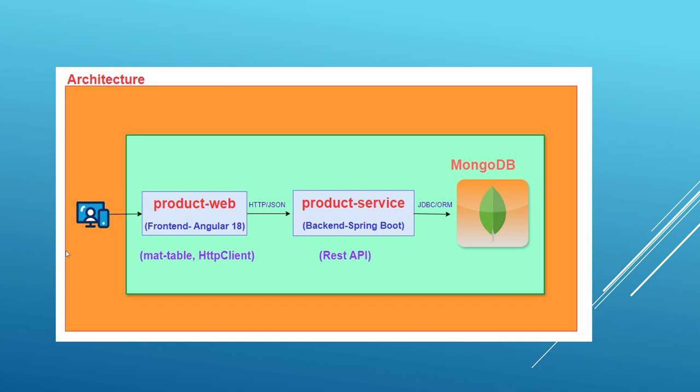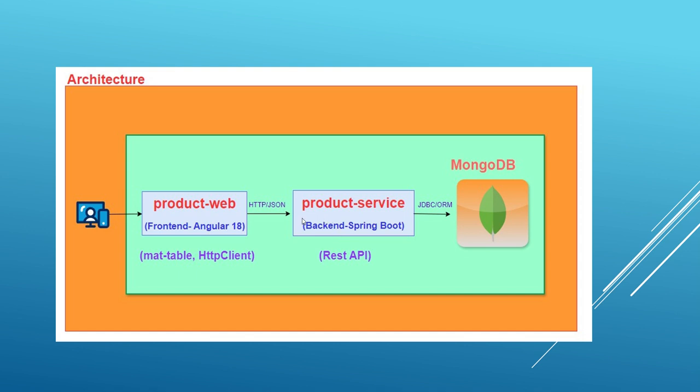So this is the architecture of our system. We are going to create our product system, in which we are going to create our product-web Angular application on the front end side using Angular 18 version, and we are going to use Angular material library, and we are going to create Angular material table and populate the columns and data in that, and we are going to use HTTP client to give a call to our backend APIs, and we are going to implement CRUD operations as well as searching, sorting, pagination functionality on the front end side, and we are going to use Angular material library to implement all these functionalities. So this is about the front end part.